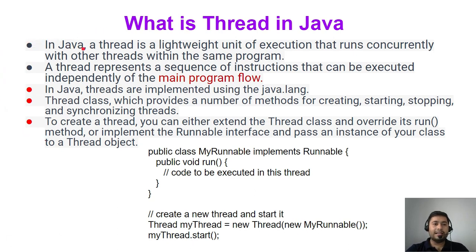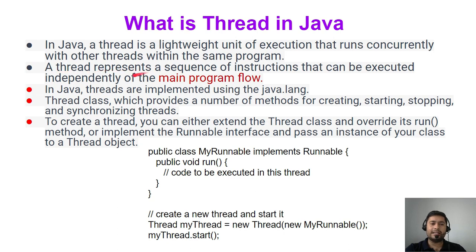In Java, a thread is a lightweight unit of execution that runs concurrently. Lightweight means very little weight. Concurrently means at the same time, okay? If multiple threads are trying to execute at the same time, that is called multi-threading. Concurrently means at a time with the other threads within the same program. For example, we have created 2 or 3 threads and started them at the same time. That is called threads executing concurrently within the same program, okay? That is called a thread.